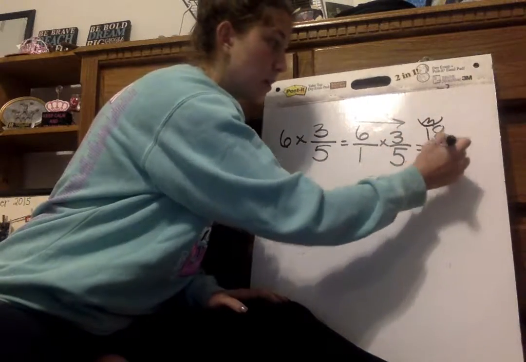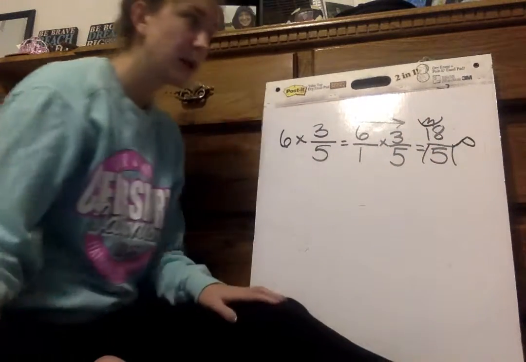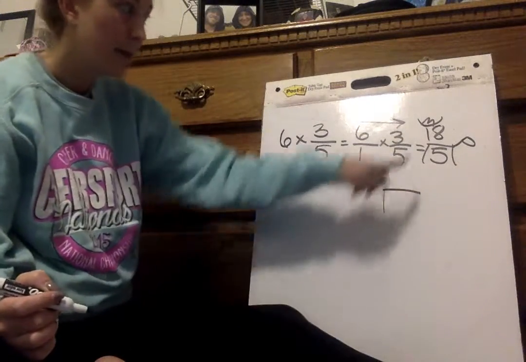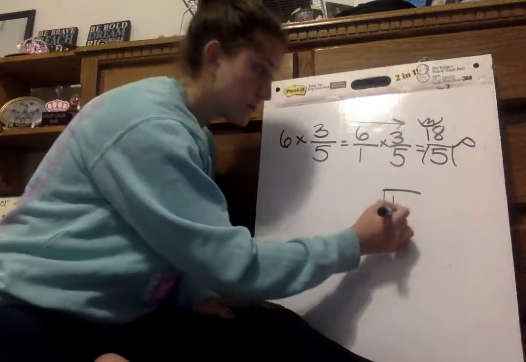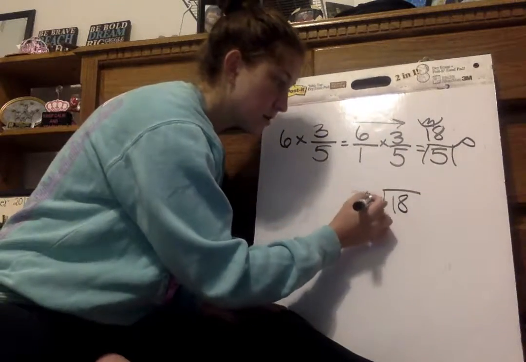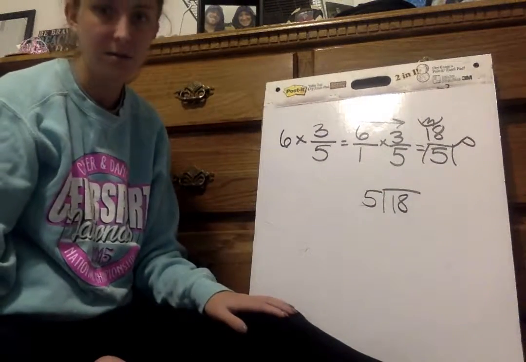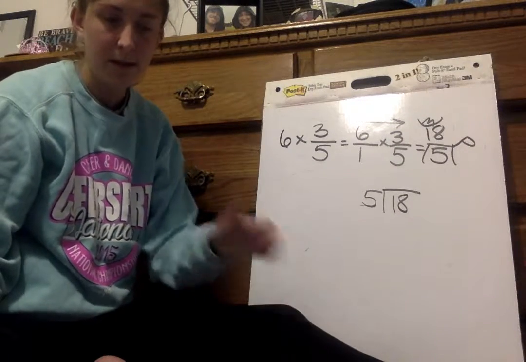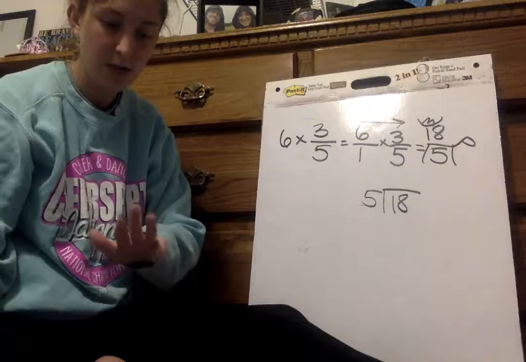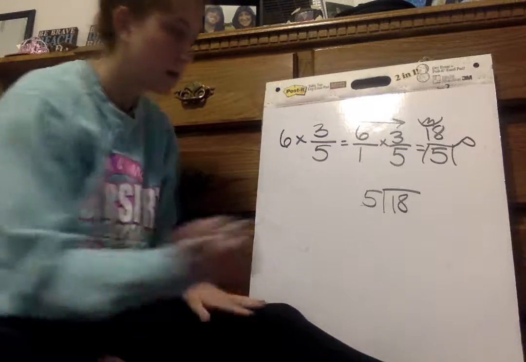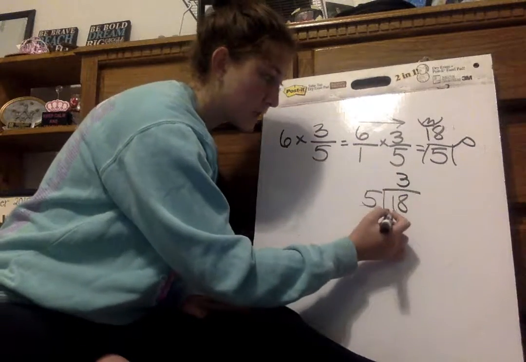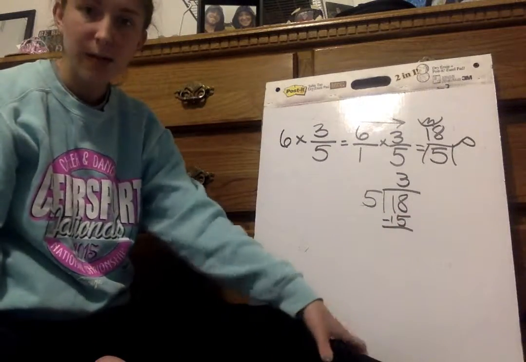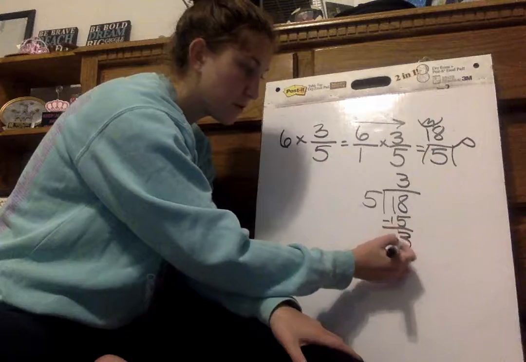So this is my cowboy and this is my horse. When I go to set up my division problem, my cowboy goes in the house, my horse goes on the outside of the house. How many times can 5 go into 18? 5, 10, 15, 20. Can't go 4 times, but it can go 3 times because 5 times 3 is 15. 18 minus 15 is 3.